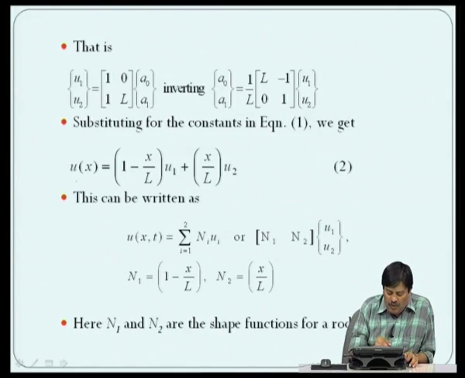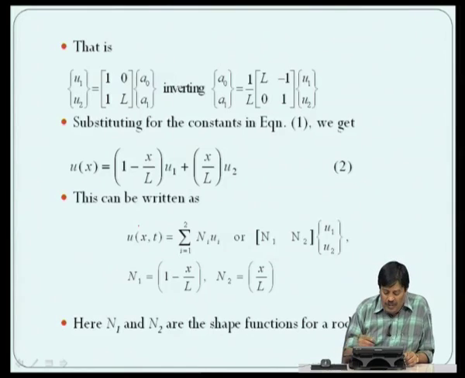Then we can write u of x equal to 1 minus x by L into u1 plus x by L into u2. So, 1 minus x by L and x by L are called the shape functions for the rod element. Then we can write u of x, t as the sum over i equal to 1 to 2 of N i into u i, or as the N matrix times u1 u2, where the N i are given by this. As I said, these are the shape functions for a rod element.